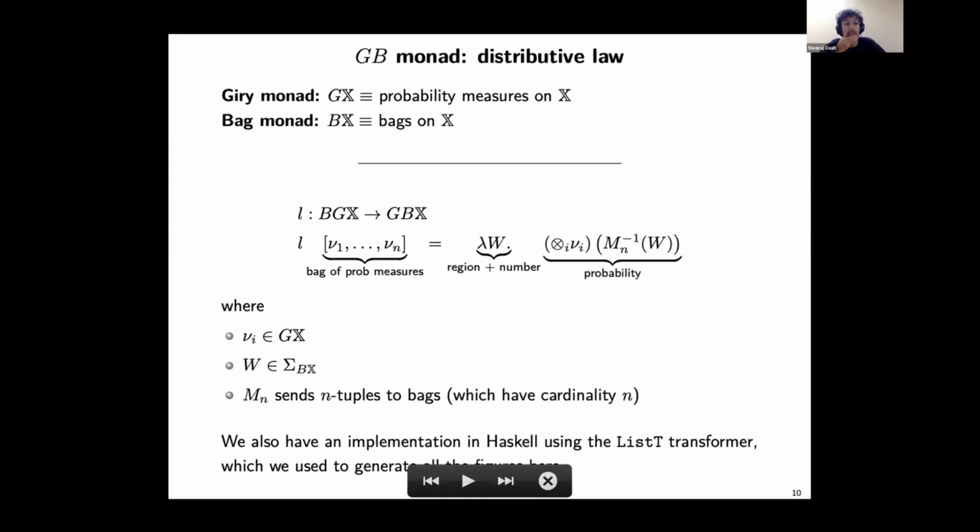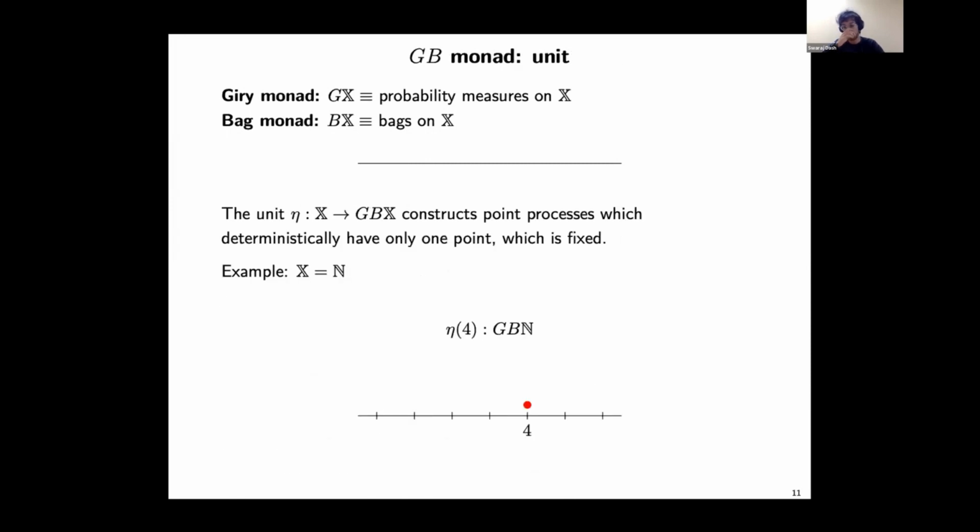In the rest of this talk, I have a couple of figures, and we've simulated these figures by writing an implementation in Haskell where we used the list transformer to do this distribution. So the list transformer we use as our monad for bags. It's more illustrative to talk about our monad with examples.